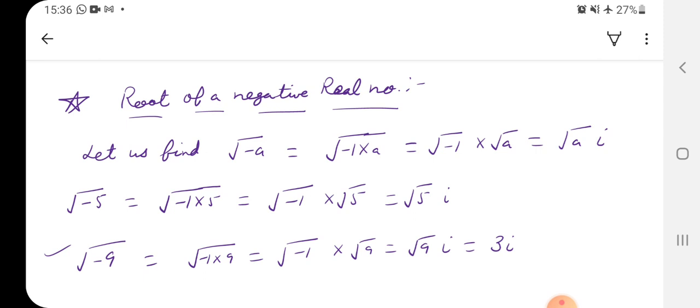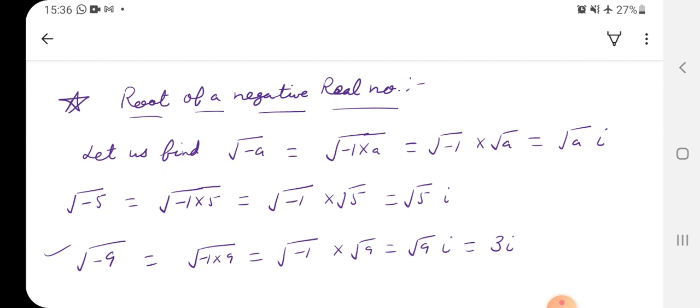Now, if we have to find the root of a negative real number, in the earlier classes we were saying that if the root of a negative number is there, then the number does not exist, right? And in the case of quadratic equations also we said if the discriminant is negative, then no real root exists. That was the reason, because complex numbers were not defined there. So now, root of a negative real number.